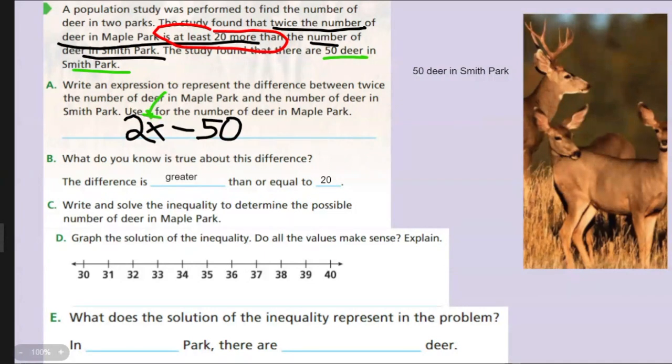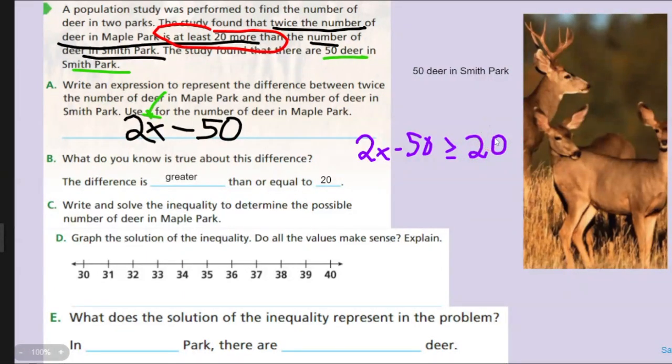And another way of saying that is when we do part C, write and solve the inequality to determine the possible number of deer in Maple Park. All right, so we have 2x minus 50 is greater than or equal to 20.